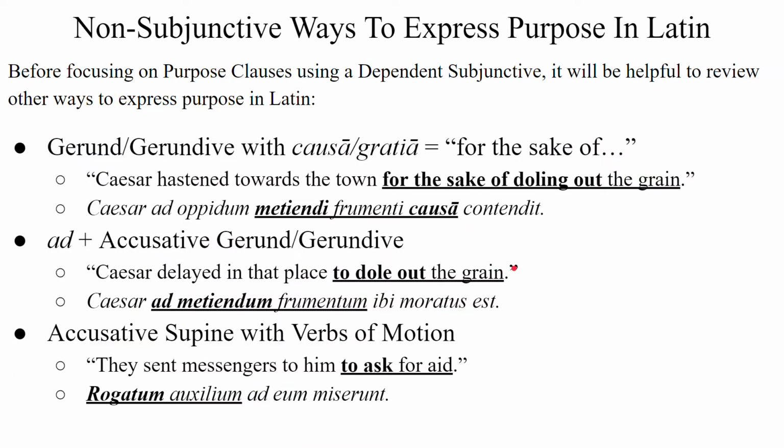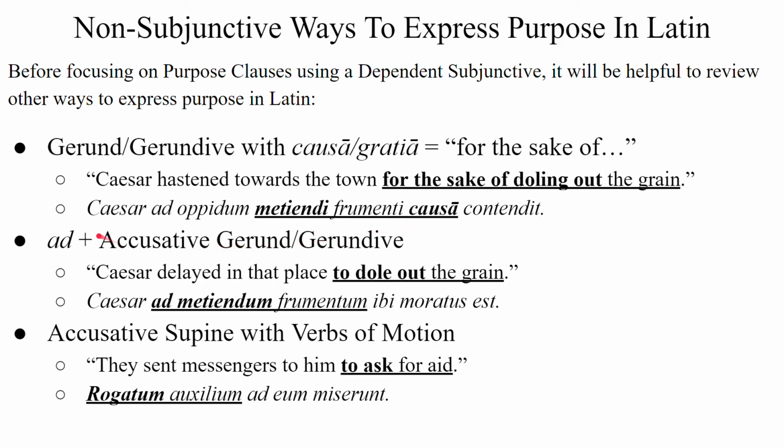Moving on to Latin, we know a few ways to express purpose in Latin that don't involve the subjunctive, and it might be useful to review them right now. So we know that the gerund or the gerundive with causa or gratia means for the sake of and expresses purpose. For example, Caesar ad oppidum metiendi frumenti causa contendit. Caesar hastened to the town. Why did he do that? For the sake of meting out the grain. You could replace causa with gratia: for the sake of meting out, measuring out, doling out the grain.